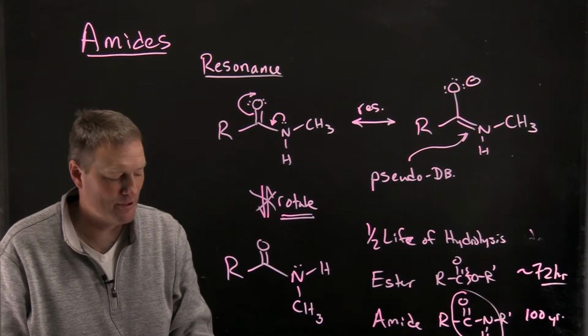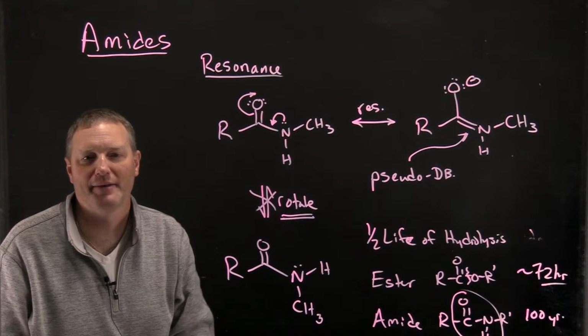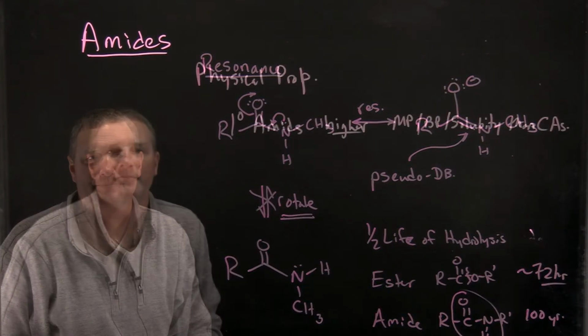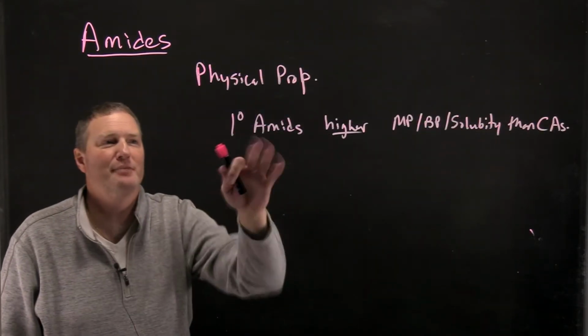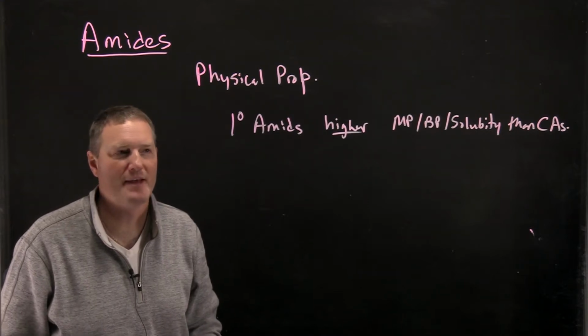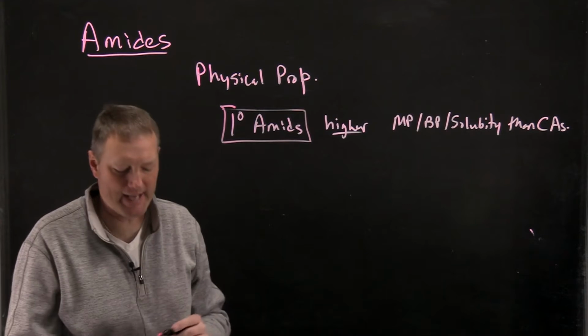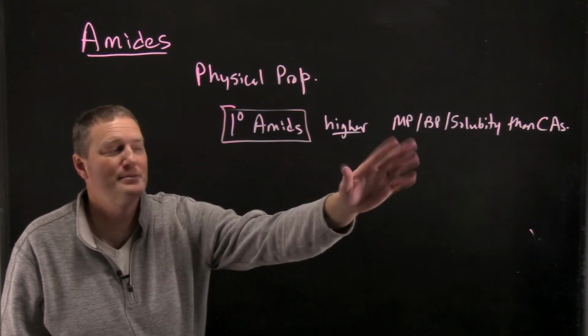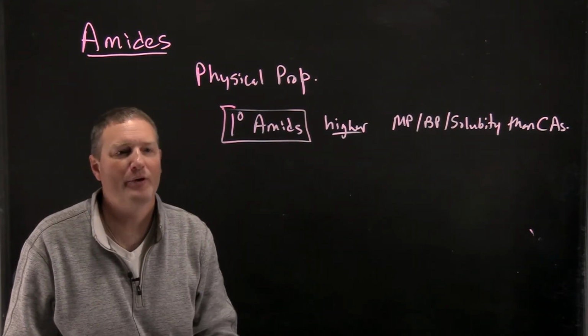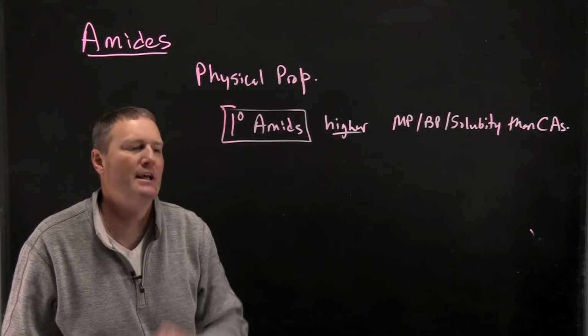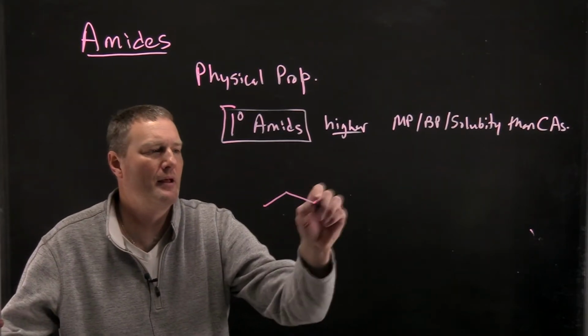All right, in the last section of this video, we're just going to briefly talk about the physical properties of amides. Primary amides, it turns out, tend to have higher melting points, boiling points, and solubility than the corresponding carboxylic acids. Let me just show you an example.